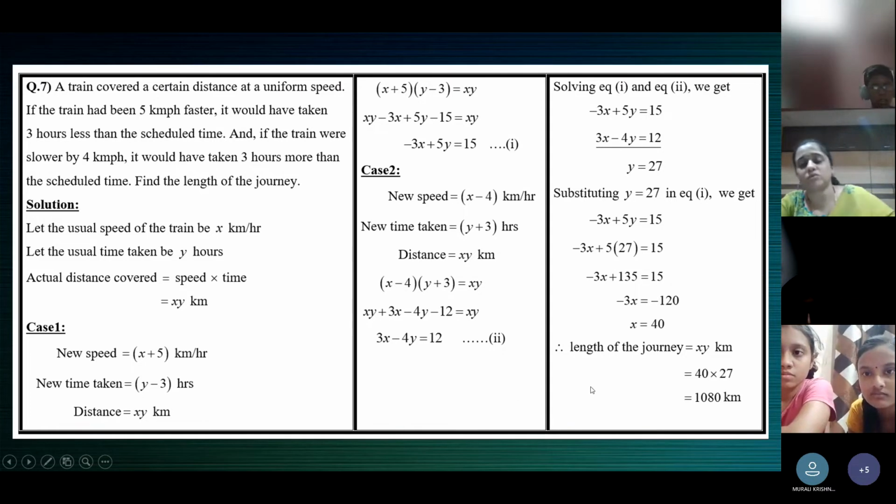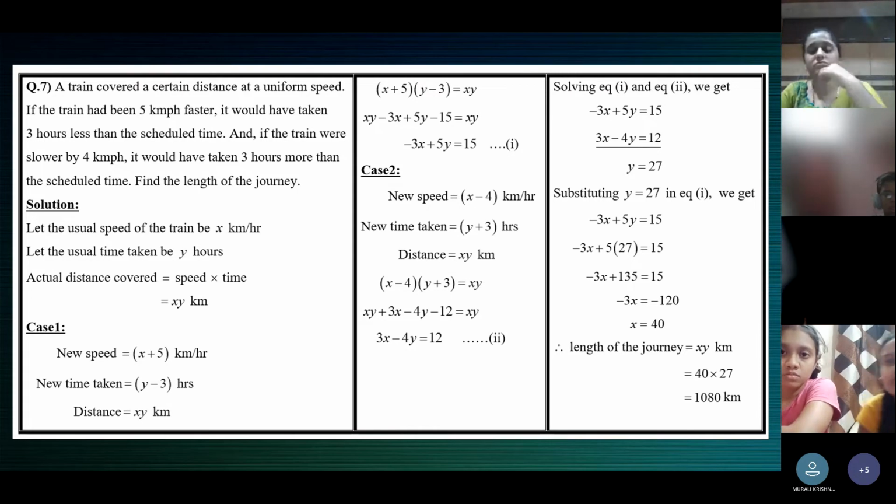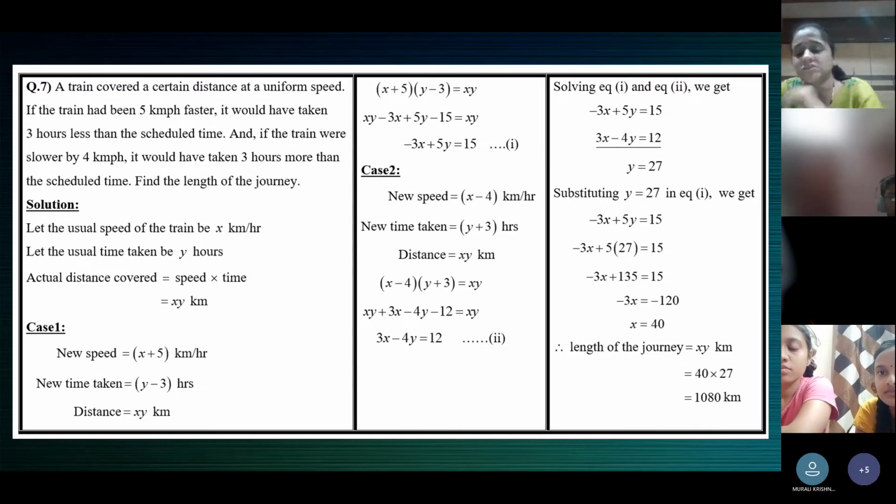So what is the formula used to construct the equations? Distance is equal to speed into time. The distance is fixed, right? The distance between the two places is fixed. So it's always xy. Speed and time will change. New speed into new time is equal to the distance xy.